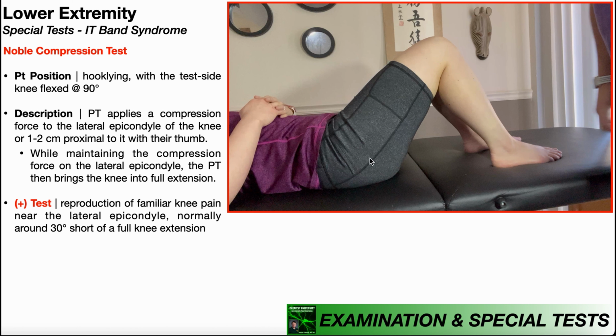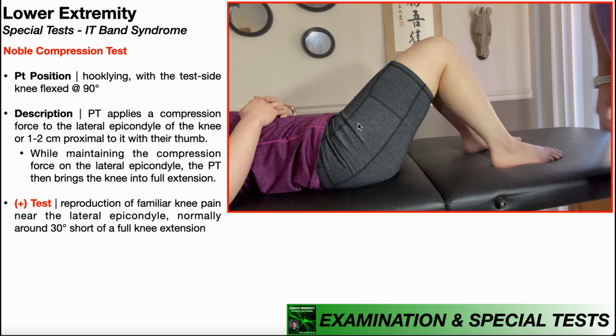Notice also that their hip is bent to 45 degrees of flexion. The other variation is the hip will actually be at 90 degrees, so the thigh will be vertical. The knee will still be at 90 degrees, and so the tibia will more or less be horizontal. So similar to what we did in the hamstrings 90-90 test. Okay? But either way, the knee needs to begin at 90 degrees of flexion.